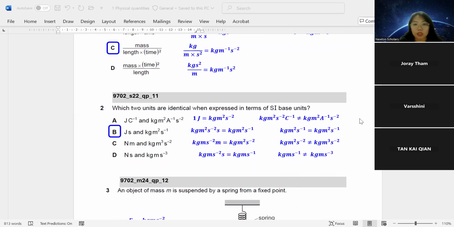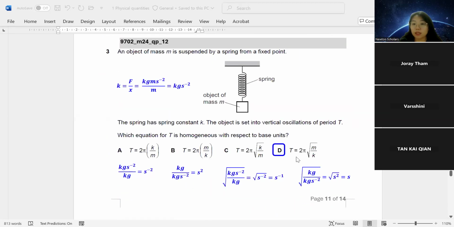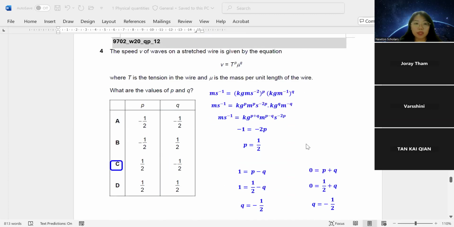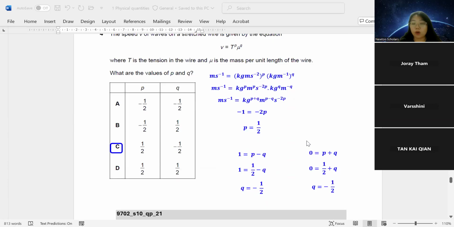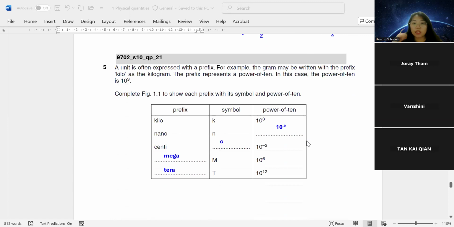Okay. Question number 3, we already discussed last week. We already completed this question. The answer is donkey. Next, question number 4, we already completed last week also. Number 4 is 4C. Number 5, this one is the prefix.